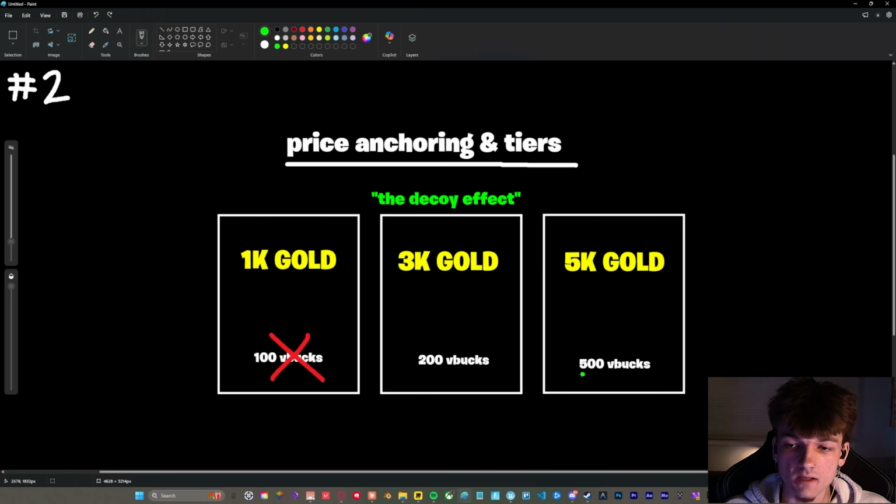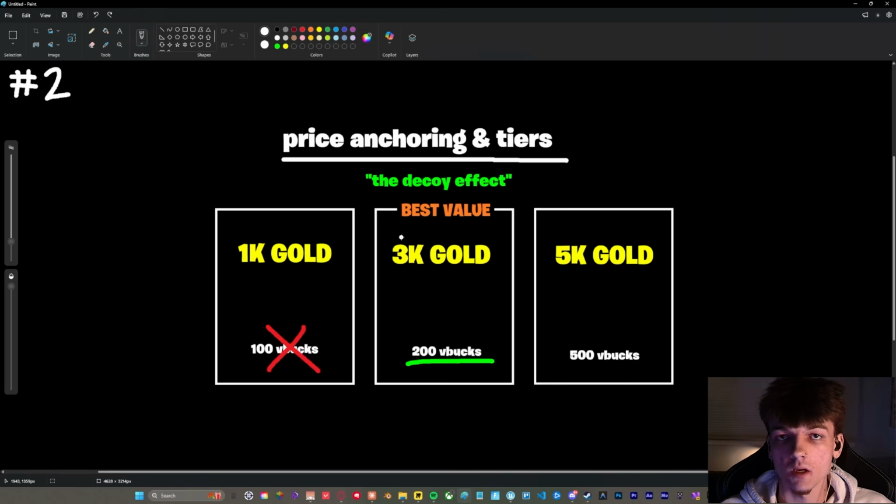And so when they see this one for 500, you might get some sales on that, but the whole point is to make this one look like the best available option. Basically what's happening here is that this person who originally wanted to spend 100 V-Bucks sees this one at the better value, and it looks even better because of this third option here, the decoy. We end up walking away with a 200 V-Buck sale instead of just what they originally planned on spending at 100 V-Bucks.